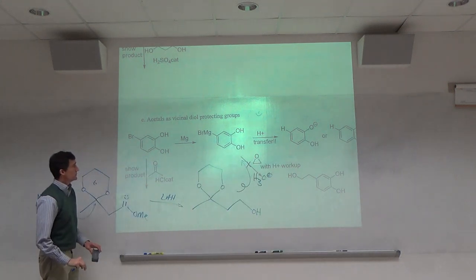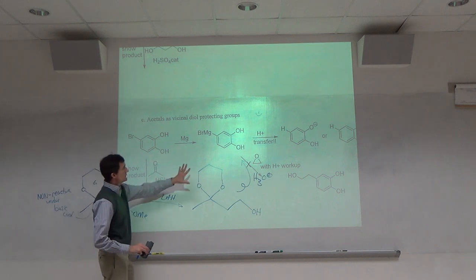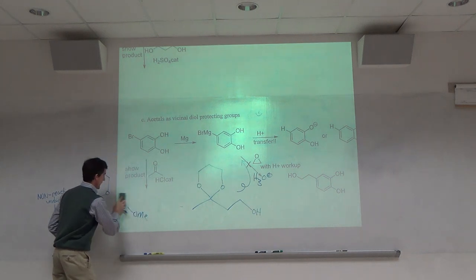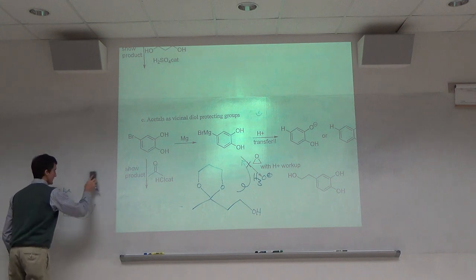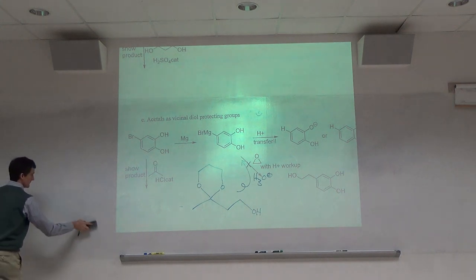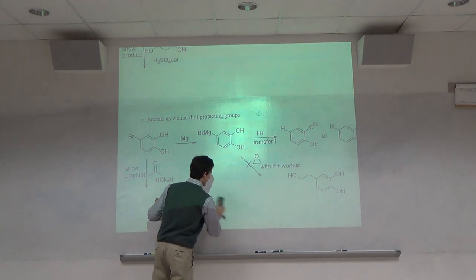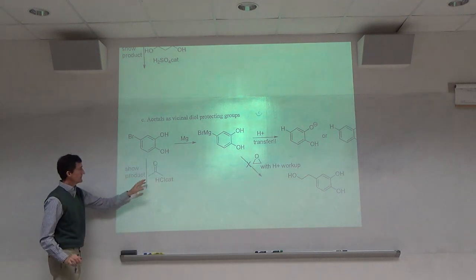So what do we need to do? We want to make a Grignard of this molecule. What we could do is protect the diol as an acetal. Now we have a diol. What other ingredient do we need to get an acetal?